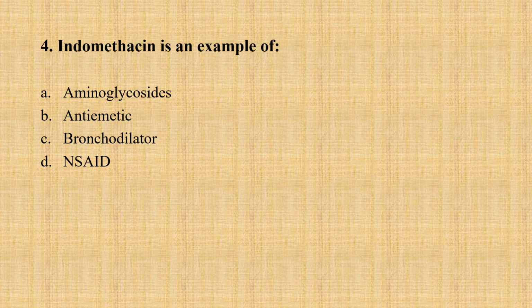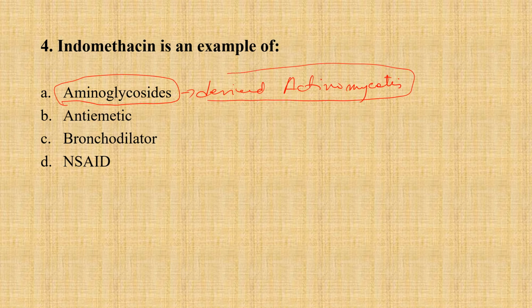Question number 4. Indomethacin is an example of option A, aminoglycosides, option B, antiemetics, option C, bronchodilators, option D, NSAIDs. Option A is given, aminoglycosides. What are they? They are the antibiotics derived from actinomycetes, and these antibiotics act on both gram-positive and gram-negative bacteria by inhibiting protein synthesis.